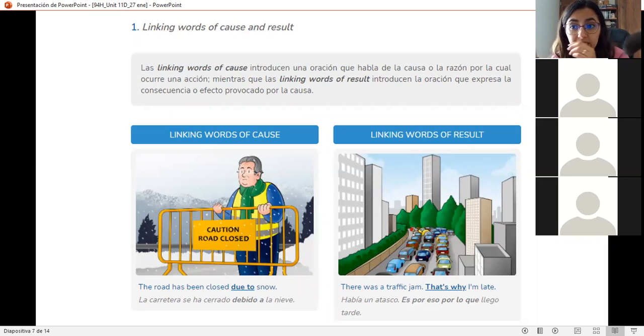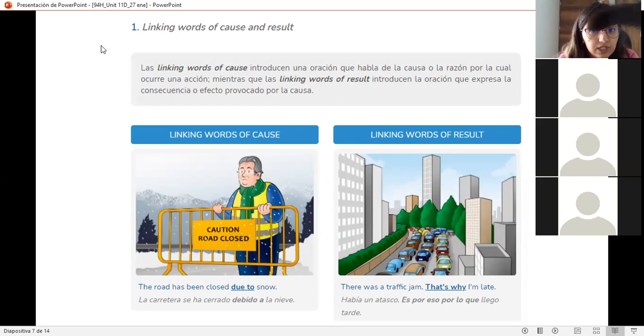O haciendo oraciones pequeñitas. Recuerden que el párrafo es la unión de varias oraciones, y para que un párrafo tenga sentido, debemos ocupar some linking words. Vamos a utilizar algunas linking words. In this case, we're talking about linking words of result. Sí, si ustedes recuerdan, hablábamos un poco sobre expresar los resultados, ¿no? Cómo hablar de los resultados.